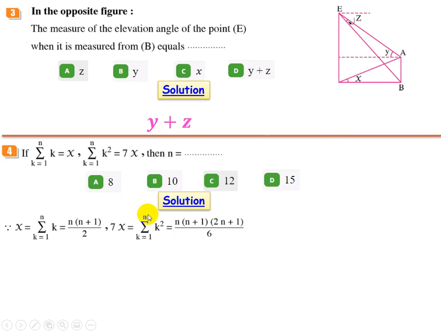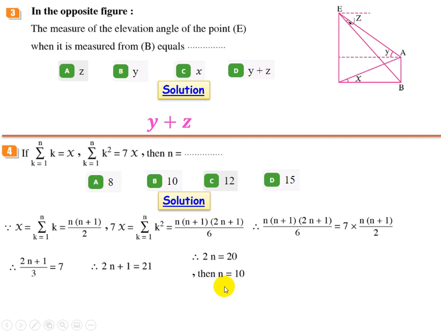We know that this summation is equal to 7x, which means 7 times n plus 1 over 2. Cancelling n plus 1 from both sides, dividing by 2, so 2n plus 1 over 3 equals 7. 2n plus 1 equals 21, so n equals 10.